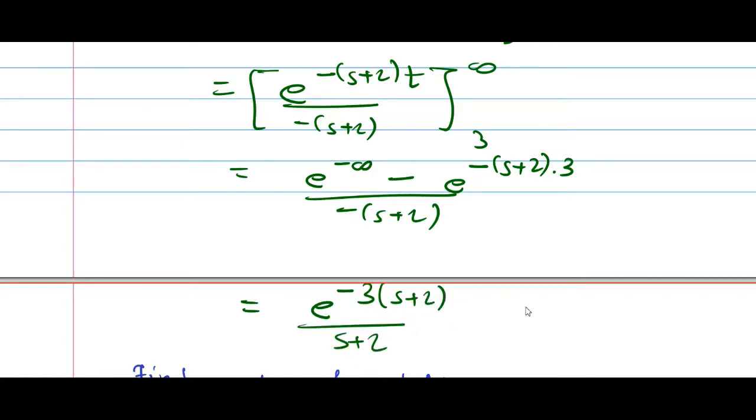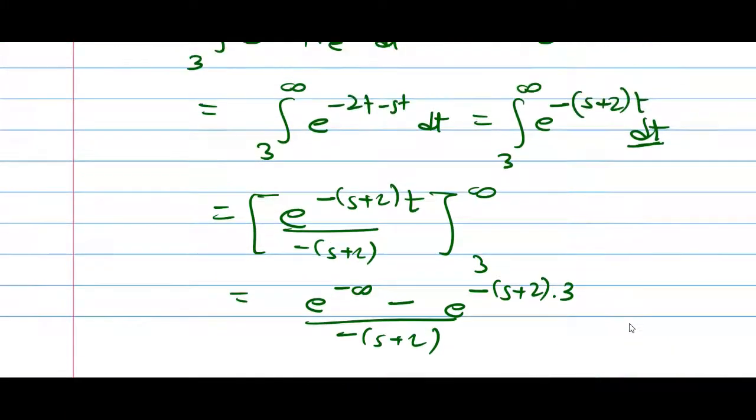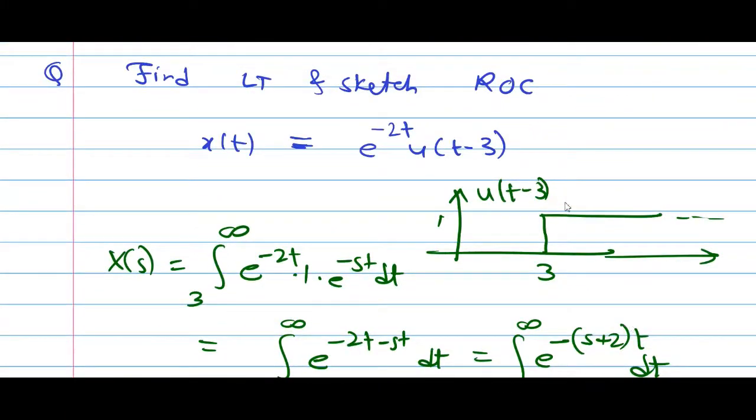Now for ROC, equate denominator with greater than 0. So s plus 2 greater than 0, that means s greater than minus 2. So real of s is greater than minus 2. So this is the ROC. Now whenever you have a right sided signal, that means the signal which is going towards infinity, in that case equate ROC greater.